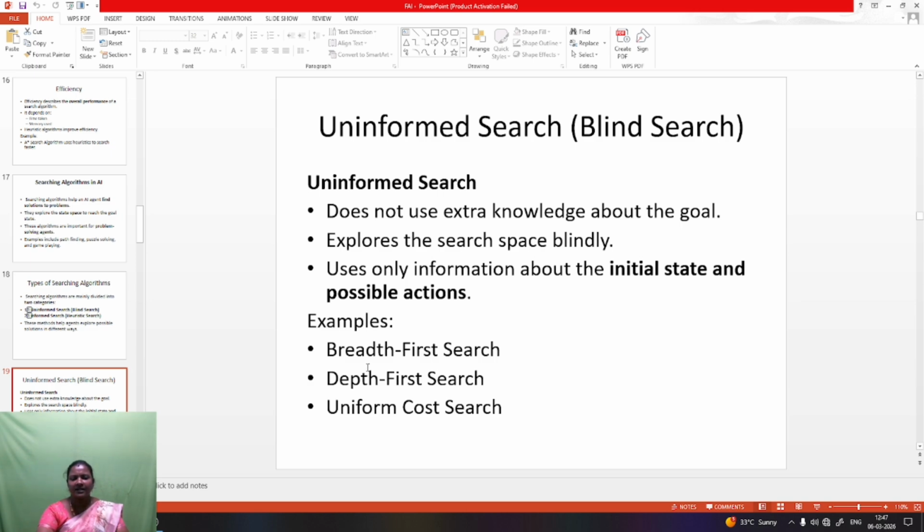The examples for uninformed search are breadth first search, depth first search, uniform cost search, depth limited search, iterative deepening depth first search, and also bidirectional search.